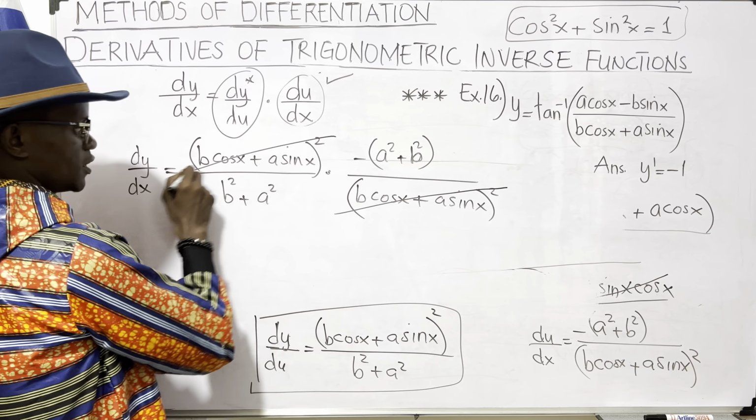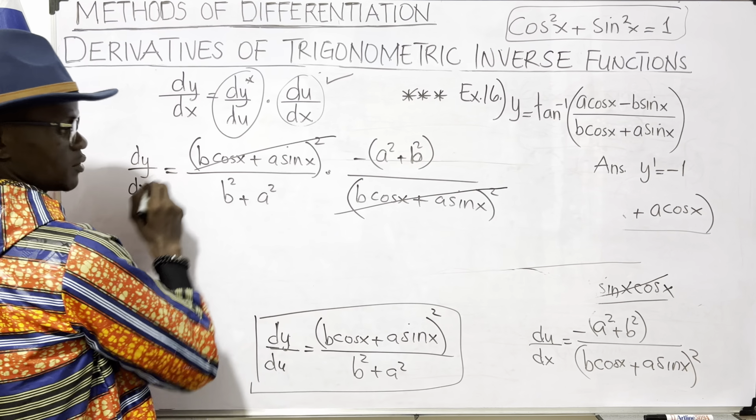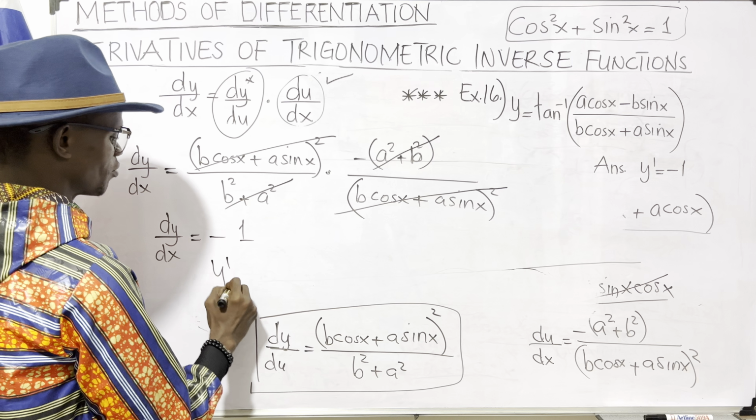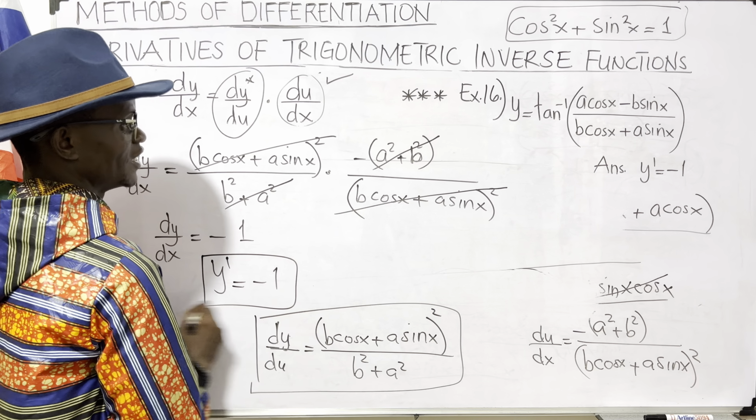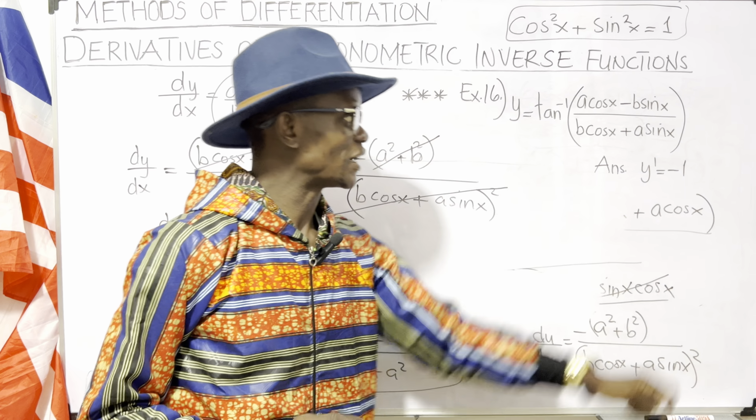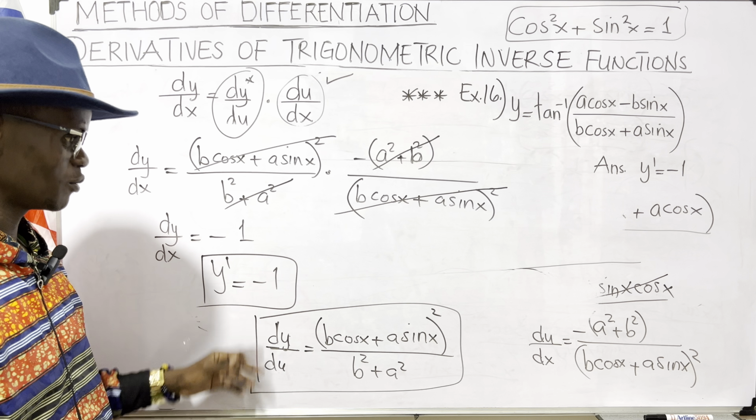So what do you observe? Didn't this go out? So the dy by dx is just equal, now this is also going out. So it's just minus 1. Or we say y prime is equal to minus 1. So you see, y prime equals minus 1. That was the initial answer that we gave.